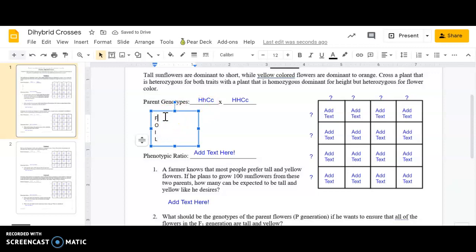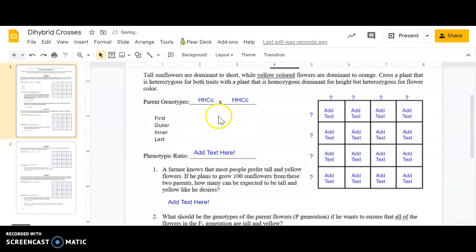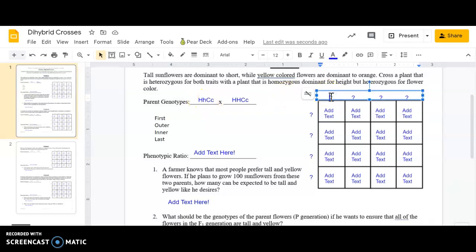The FOIL says you combine the first letters, or if this was math, the first numbers of each trait. Then you do the outer letters of each trait. Then you do the inner letters of each trait, and then you do the last letters of each trait. So let me show you what this looks like in practice. So if we're going to do the first on this parent, we have height and we have color. So the first letter of each trait is capital H, capital C. So we would delete that, put capital H, capital C.